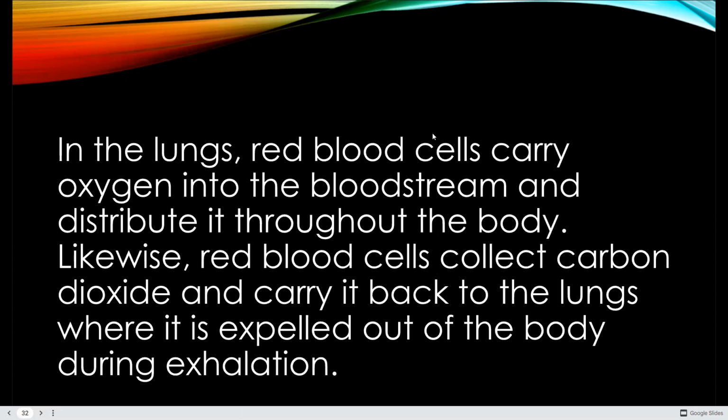In the lungs, red blood cells carry oxygen into the bloodstream, and it is distributed throughout the body. Likewise, red blood cells collect carbon dioxide in the process and carry it back to the lungs where it is expelled out of the body during exhalation.